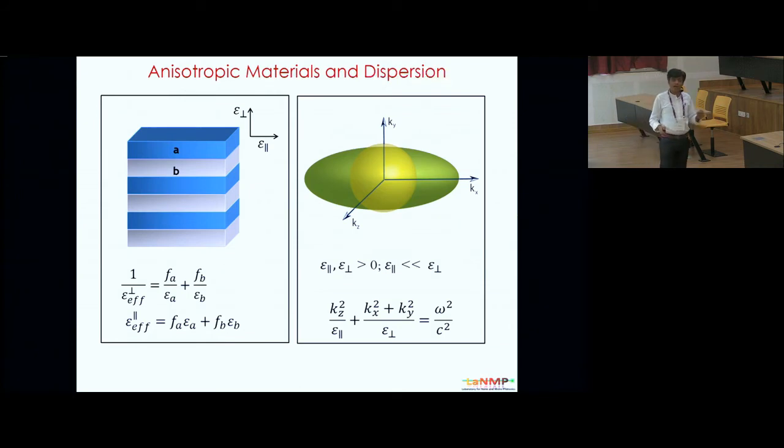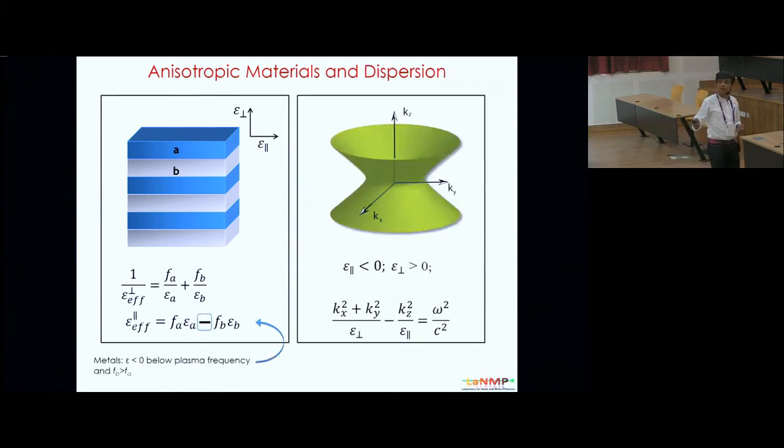So good. However, if I made one of my materials metal, or something with a negative epsilon, then what happens is, say I take my B to be negative, and my epsilon B is negative, so it's a metal. And if I control the fill fraction of the metal in there, then I can make this number negative. So my epsilon parallel becomes negative. And if epsilon parallel becomes negative, then this becomes the equation of a hyperbola, right? You get an equation of a hyperbola whenever you have this negative sign coming in. So metals with epsilon below 0 show this property, and you get this hyperbolic dispersion inside this material.